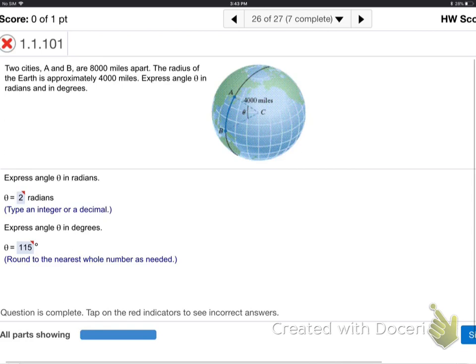How far apart are A and B on the Earth? Notice, distance on the Earth is not actually a straight line. It's an arc curve, isn't it? Normally we're so close. If you're close, it's almost the same thing.